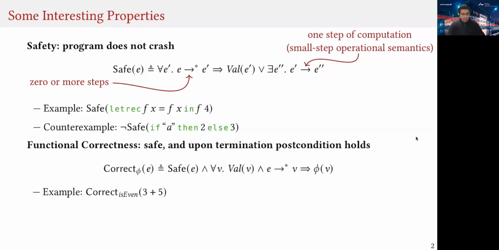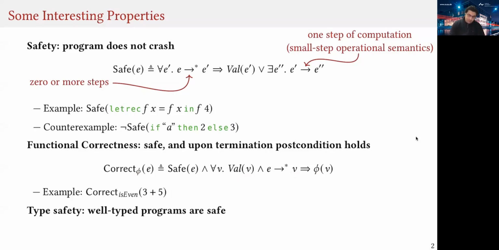Another interesting property that we might want to prove about our programs is functional correctness or partial functional correctness. And that is saying not only that the program does not crash, but there is a certain postcondition for our program: whenever we run the program and we get a value at the end, then that value should satisfy some postcondition phi, right? So for example, we can say that the program 3 plus 5 is correct with respect to the postcondition that says that the value should be even, right?